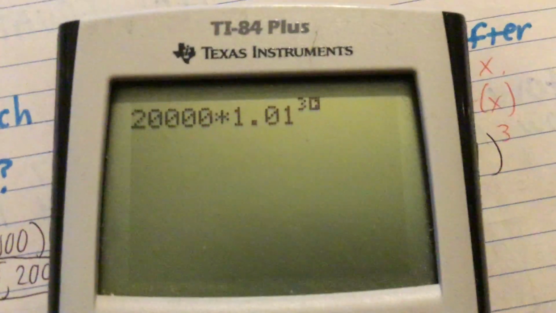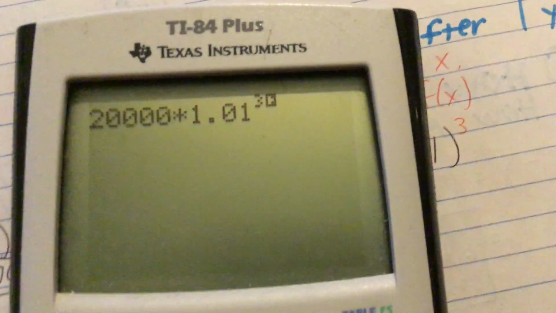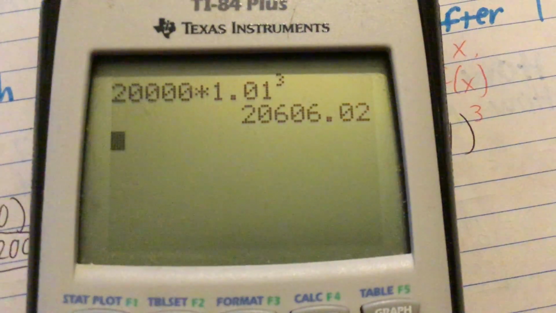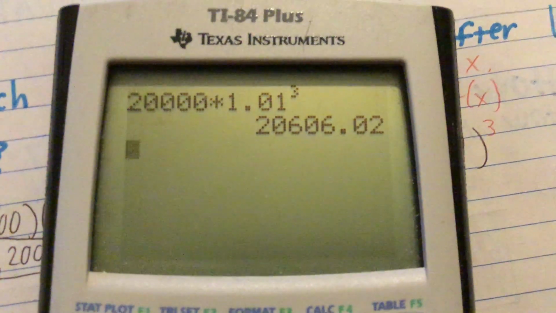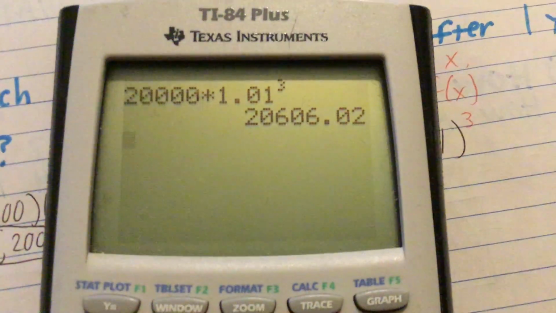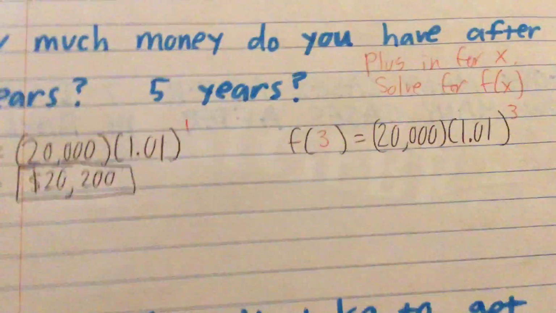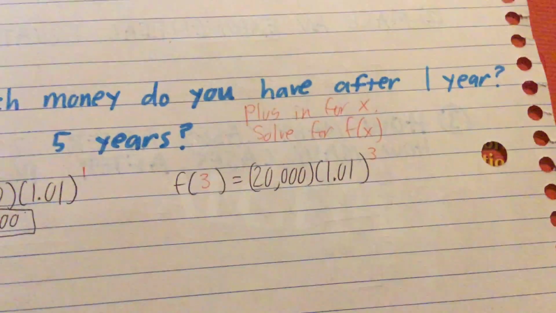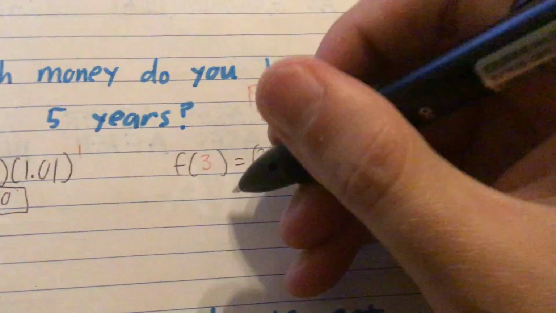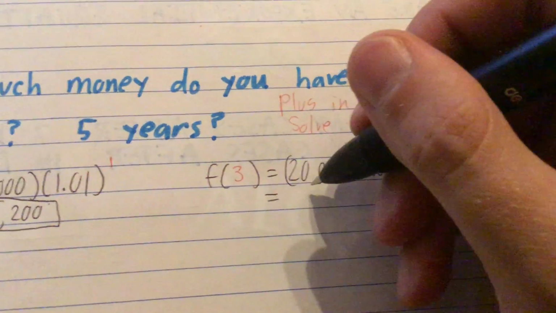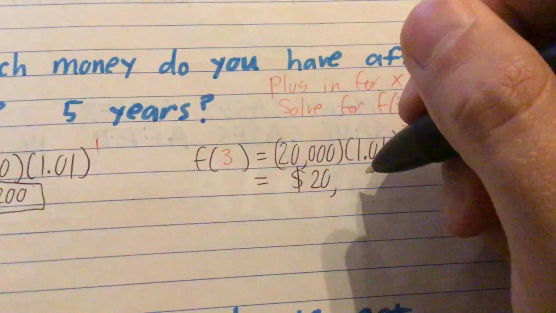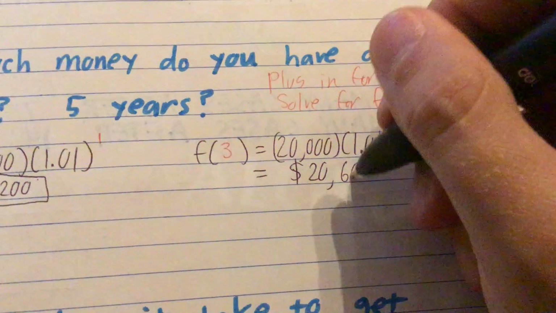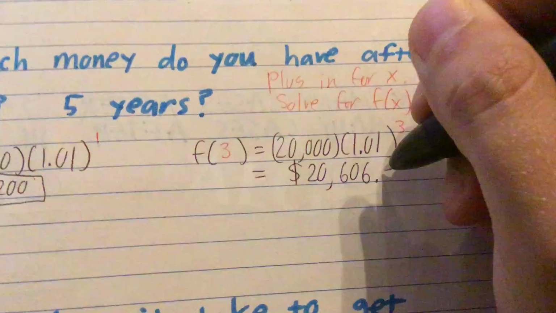After 3 years of doing absolutely nothing to my savings account, how much money would I have in my bank account? Well, that'd be $20,606.02. So 20,606.02.